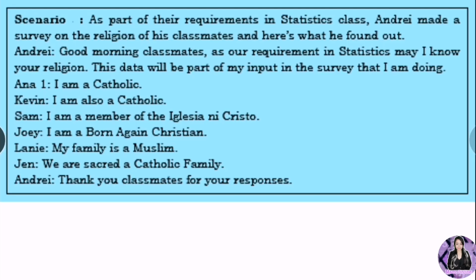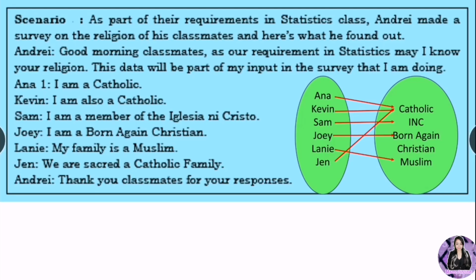For you to understand, let us represent this as a map. So Anna is a Catholic, Kevin is a Catholic, Sam is INC, Joey is born again, Lani is a Muslim, and Jen is also a Catholic. Religion is an example of function.